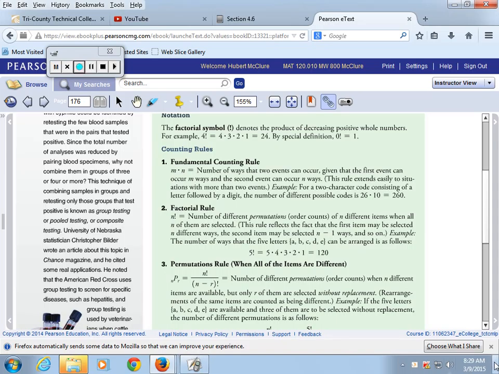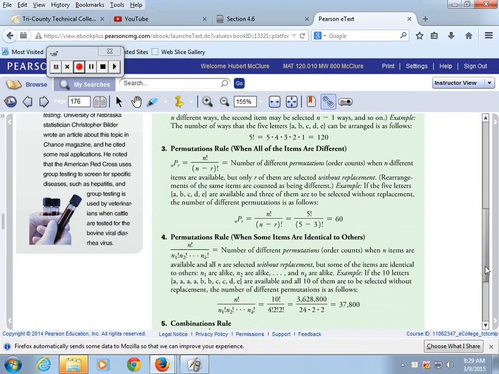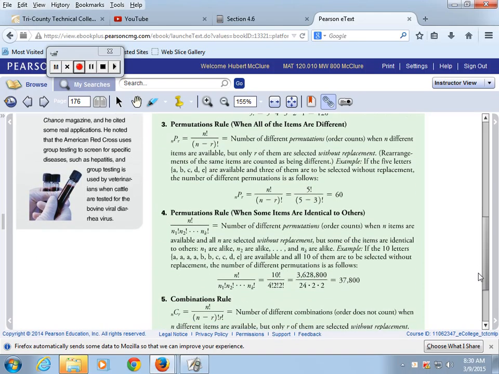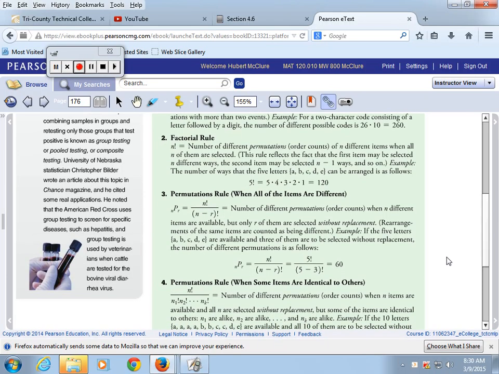Now the other 2 rules that you need to learn, and we're going to get into it more, are these 2 rules. Number 3 and number 5. Number 3, blow it up a little bit, Dana, if you want to. Number 3 is the permutation rule. Permutation means order. Okay, make sure you write that down. Permutation means order. Combination means no order.